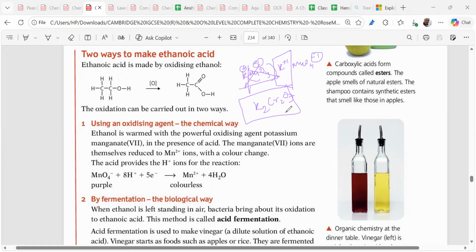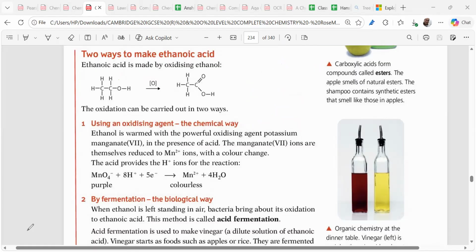Potassium dichromate, we can use potassium dichromate. This is also another oxidizing agent. And KMnO4 is also an oxidizing agent, okay? So we can use potassium dichromate and potassium permanganate as well. But in your IGCSE syllabus, they have used KMnO4, right? So you can use both, but for KMnO4 you have to know this reaction. This reaction is very important.